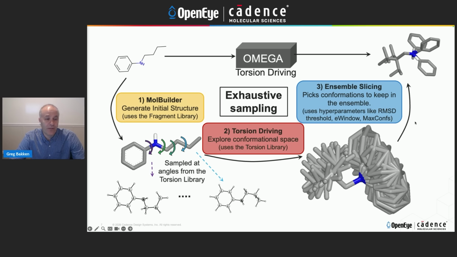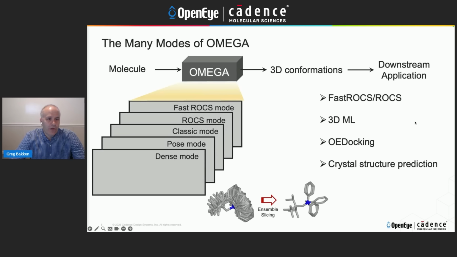And this is really our exhaustive sampling approach. This is how Omega was originally designed and how it's been built up over the years. While the user gets fine-tuned control over the hyperparameters to do ensemble slicing, we also have some convenience modes in Omega. These modes essentially set hyperparameters that are very consistently used with particular applications.